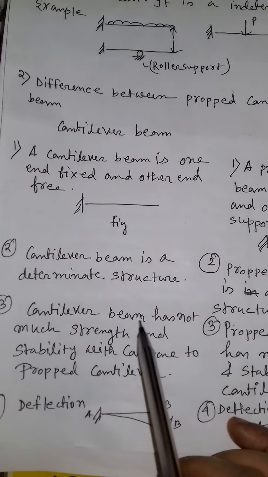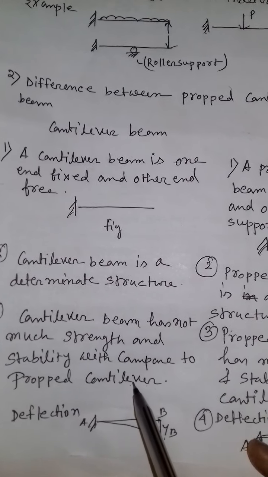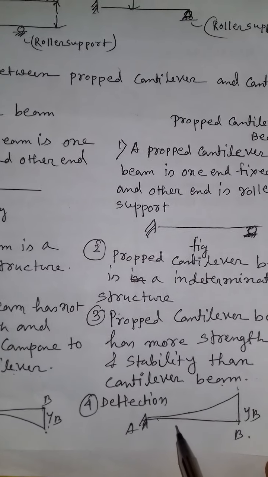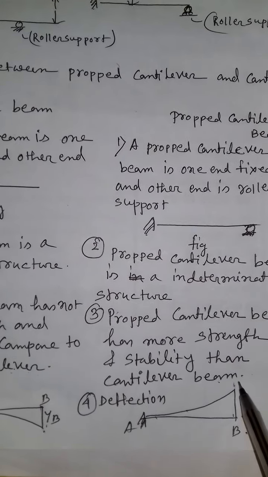Next, a cantilever beam does not have much strength and stability compared to a propped cantilever, because at the free end there is no support, but in a propped cantilever beam there is a support. So a propped cantilever beam has more strength and stability than a cantilever beam. And next, deflection of the cantilever beam occurs in a downward direction, and deflection of the propped cantilever will occur in an upward direction due to the upward reaction force.